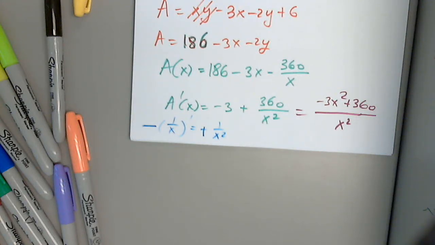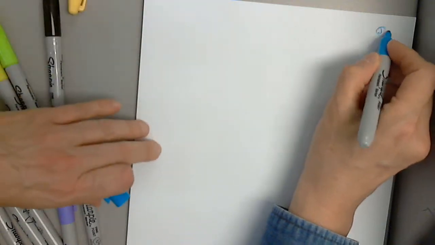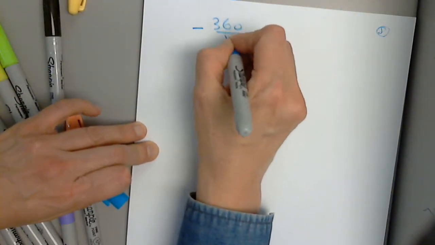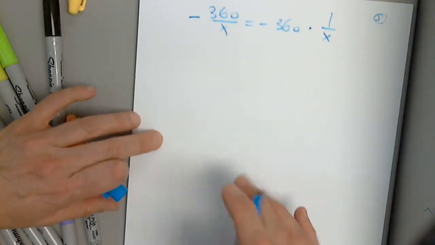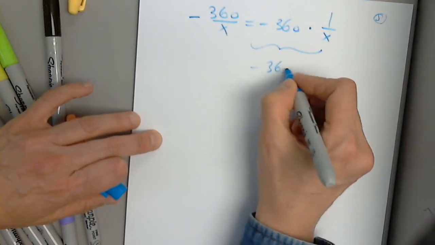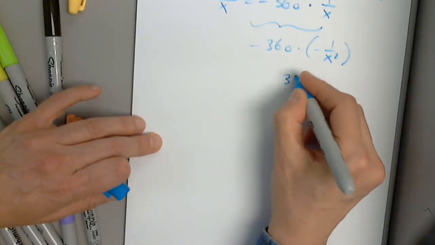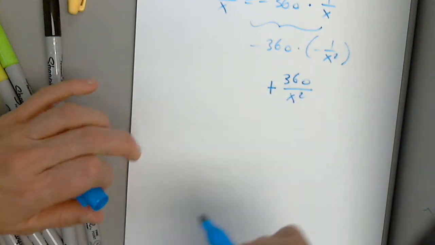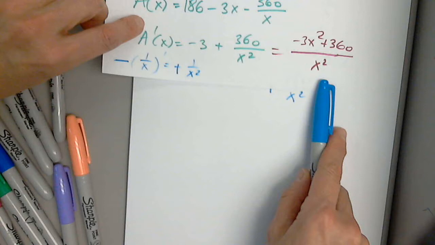I have to multiply. Okay, so if there is a question, let me show that one more time. If I have negative 360 over x, it's like negative 360 multiplied by 1 over x. And when I differentiate this, I get negative 360 times negative 1 over x squared, which becomes 360 over x squared with plus in front. Is that better? Okay, perfect. So this is our derivative.